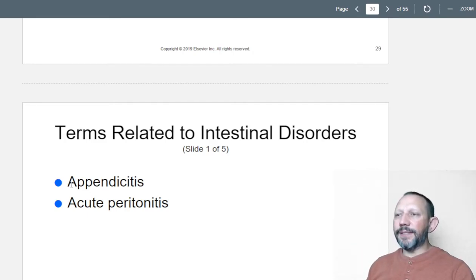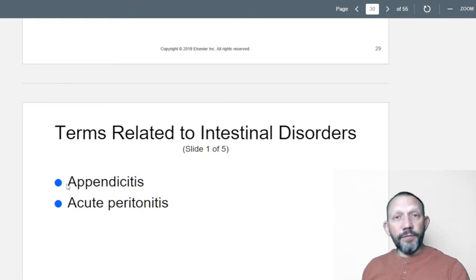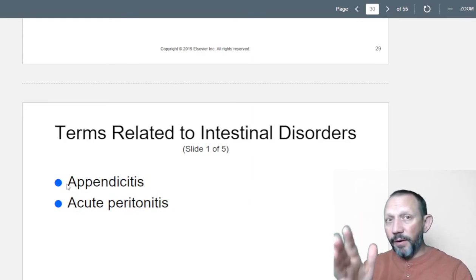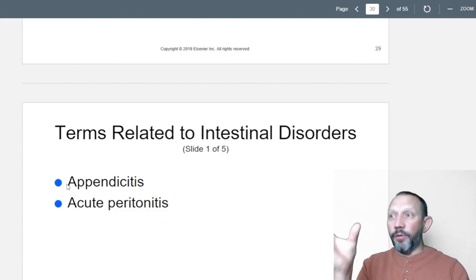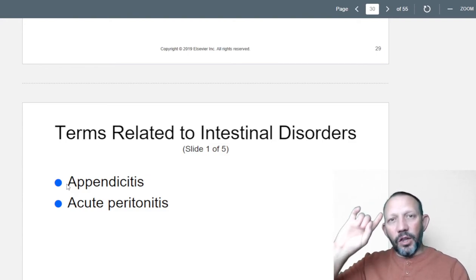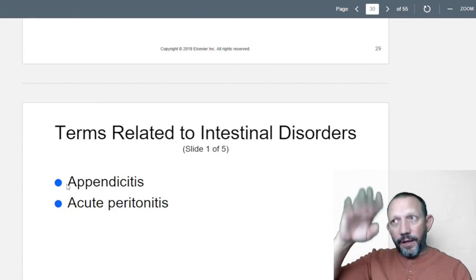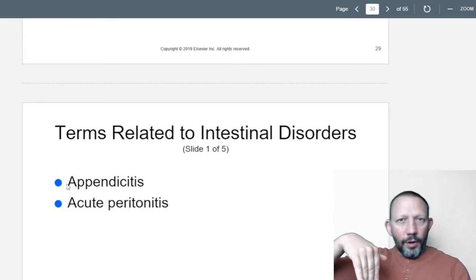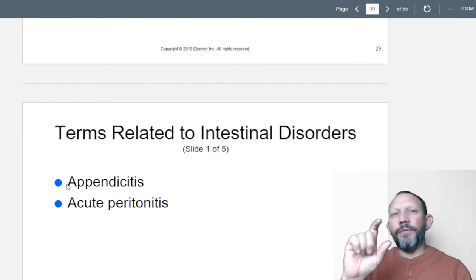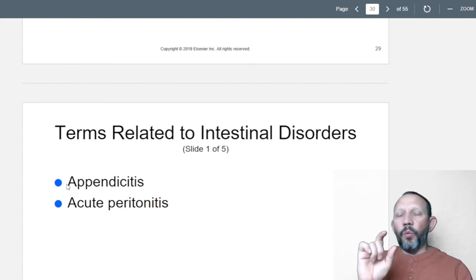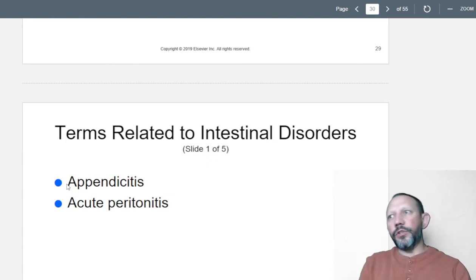Okay, appendix, appendicitis, and acute peritonitis. So appendicitis is an inflammation of the appendix. Remember, the appendix is attached to the cecum, the first part of the large intestine, in the lower right-hand corner, the lower right quadrant. Okay, it's the vermiform. Remember, it looks like a little worm. And they used to say, "Oh, it's useless, so cut it out."